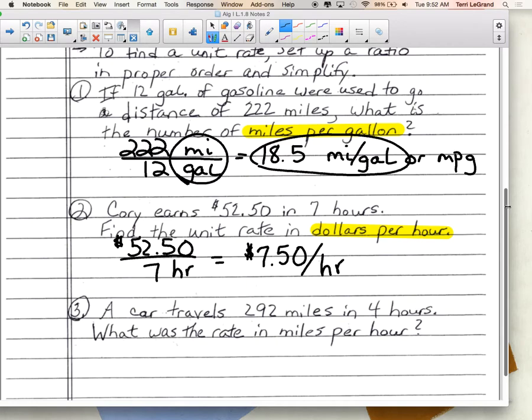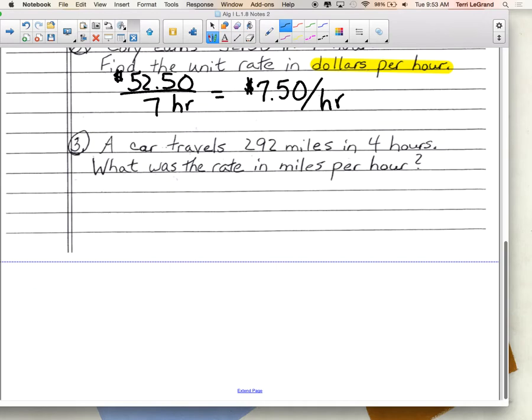It would have been a decimal, and what would this label have been? Gallons per mile. Yeah, it would have told us how much of a gallon was used per mile. So it gives it as a different unit rate. But typically, if we have to make the decision, we go with what's more common. Do we talk about gallons per mile, or do we typically talk about miles per gallon, like they asked for in this problem? Okay. Okay, number 3, a car travels 292 miles in 4 hours.